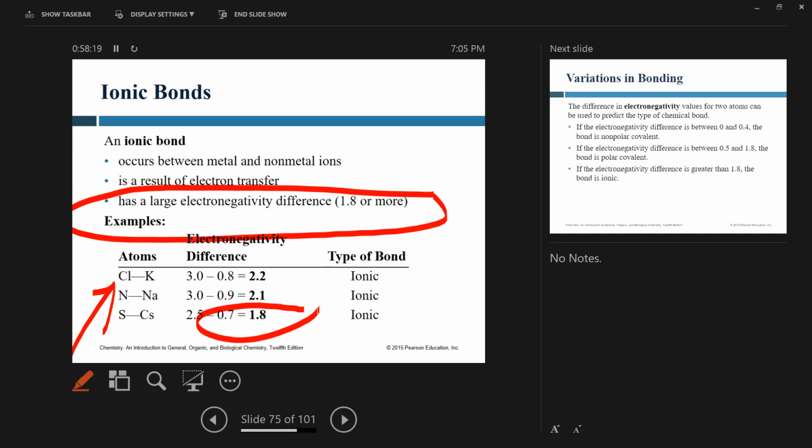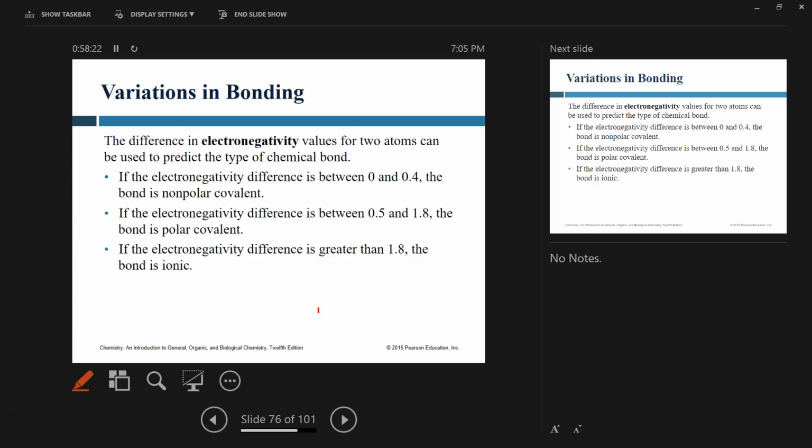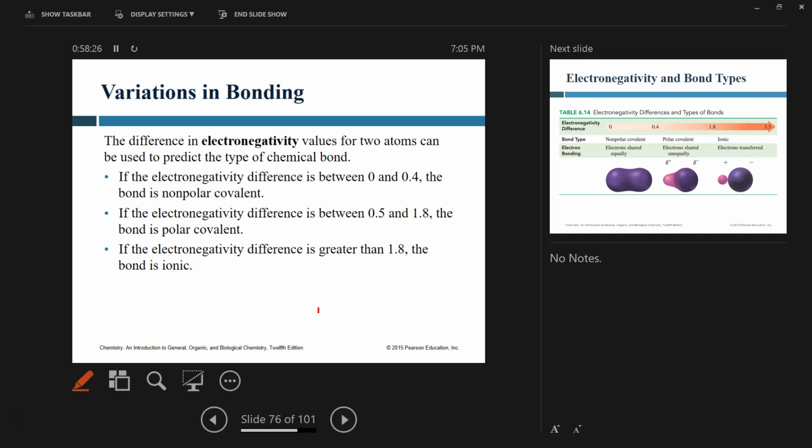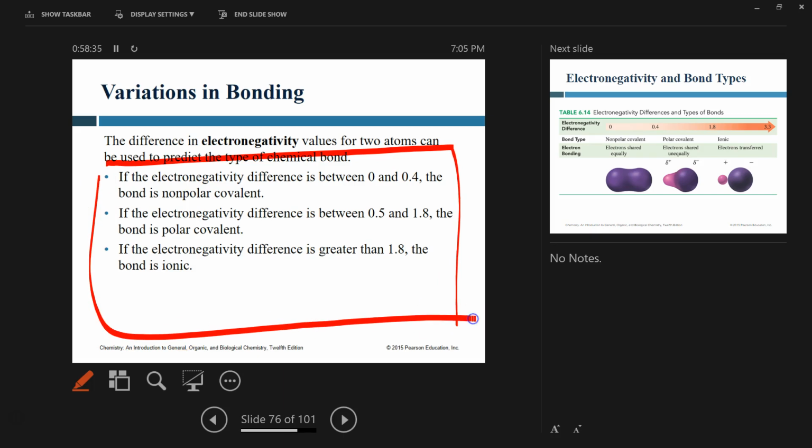So to formalize whether we consider a compound ionic, covalent polar, or covalent non-polar, these are the criteria here. If the difference in electronegativity is 0.4 or below, that's nonpolar. If the difference in electronegativity is between 0.5 and 1.8, polar covalent. 1.8 and higher, ionic. Does that make sense?